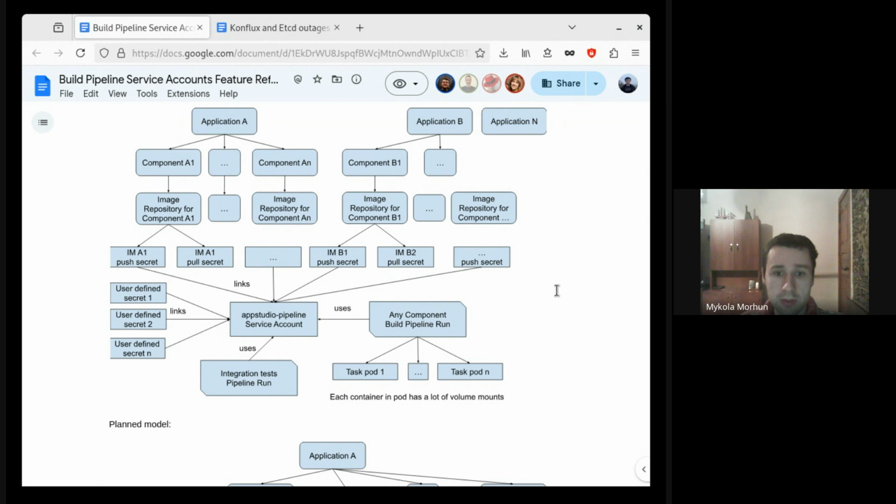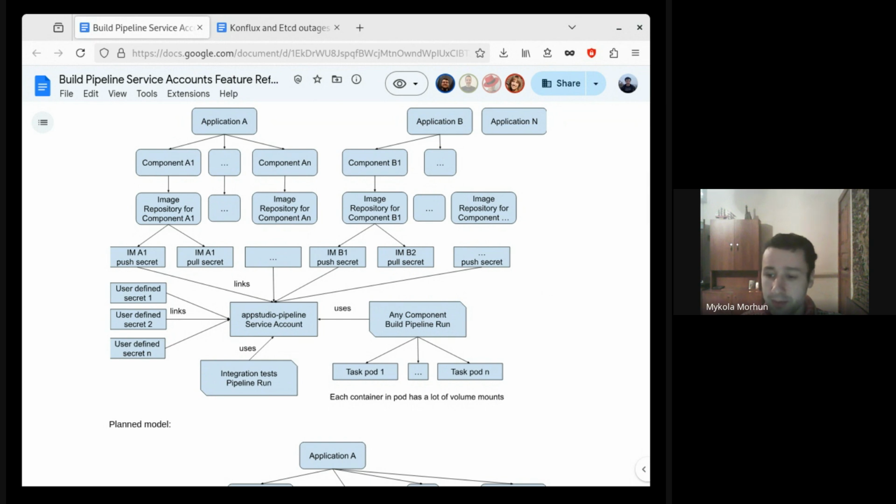So I would like you to give your thoughts and opinions. The feature implementation is under development, I mean the plan for how to do it. So guys, please.